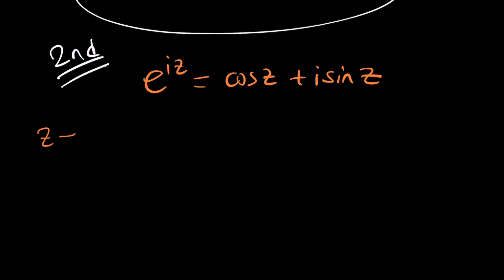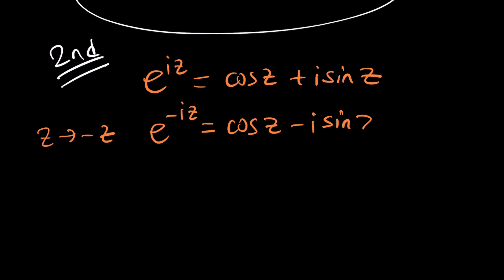Replace z with negative z. That's going to give you e to the power negative iz. Now, cosine of a negative angle is going to be the same, but the sine of a negative z will be negative sine of z. So you kind of have to negate here because cosine is an even function, sine is an odd function. And hopefully you know what that means.